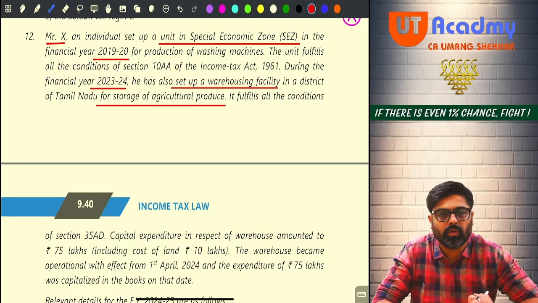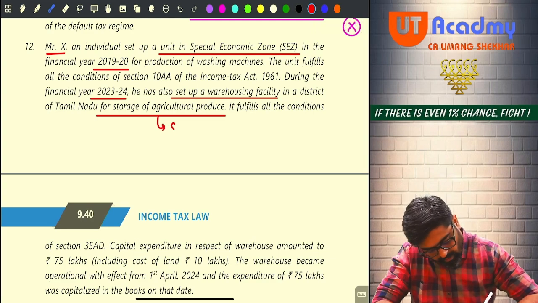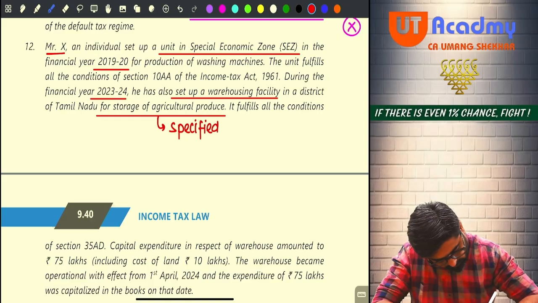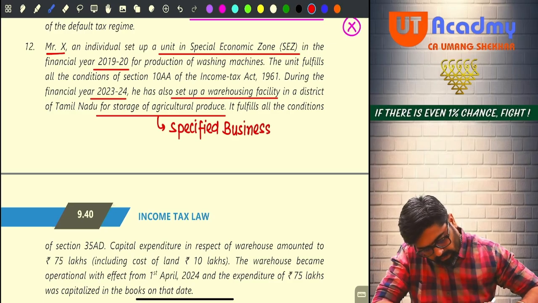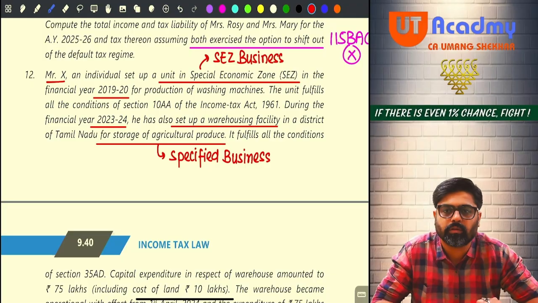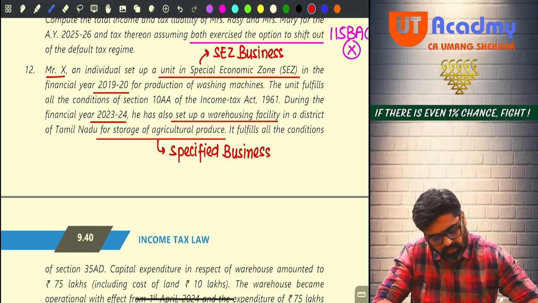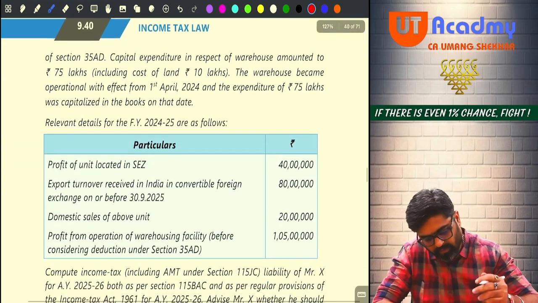agricultural produce. Do you remember, warehousing of agricultural produce is a section 35AD specified business. So this is his specified business, and the unit in SEZ is his SEZ business. How many businesses does he have? Two businesses. One business in SEZ, another business in normal area, the specified business. It fulfills all the conditions of section 35AD.